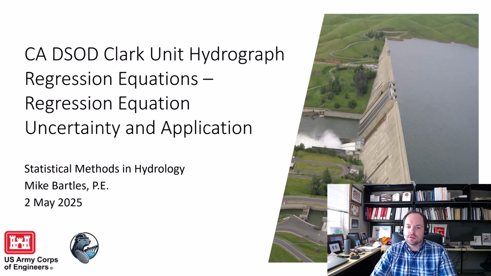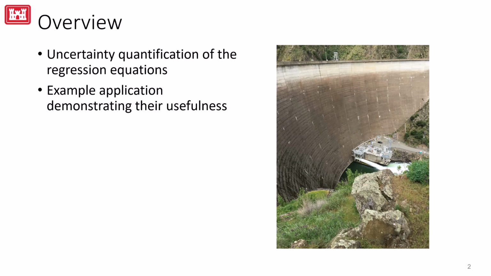Within this presentation, I'm going to continue discussing the Clark-Unit hydrograph parameter regression equation analysis for the state of California. This video is part 4 within a series of videos devoted to this analysis. As an overview, within this video I'm going to present how the uncertainty inherent within the regression equations was quantified, and a usage of these regression equations that demonstrates their usefulness.